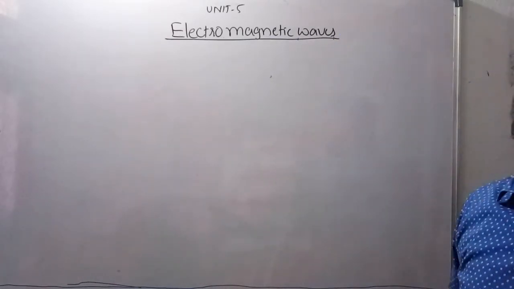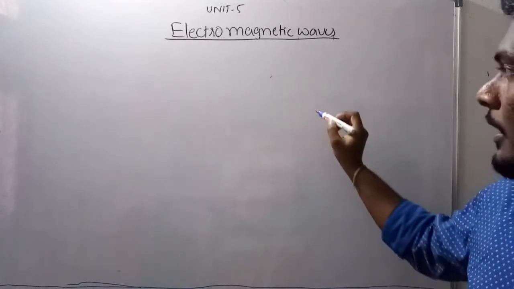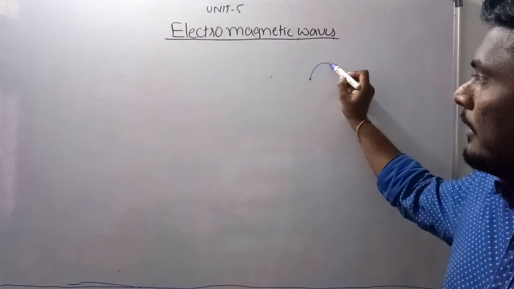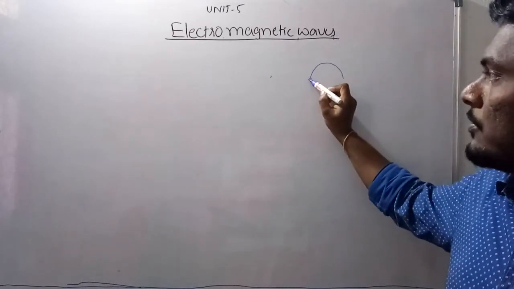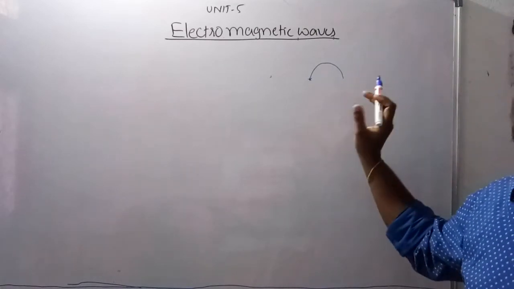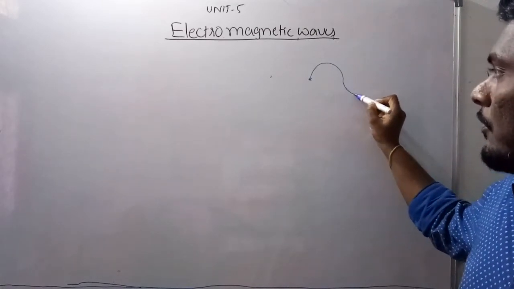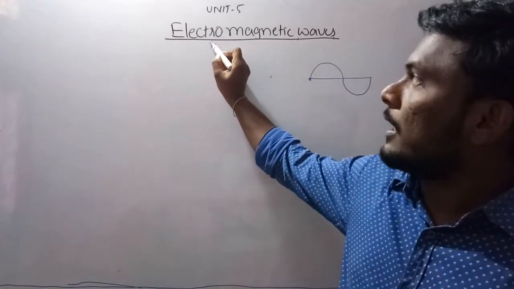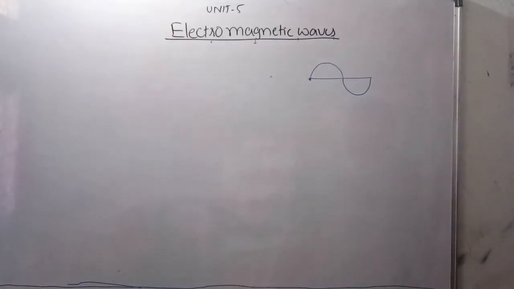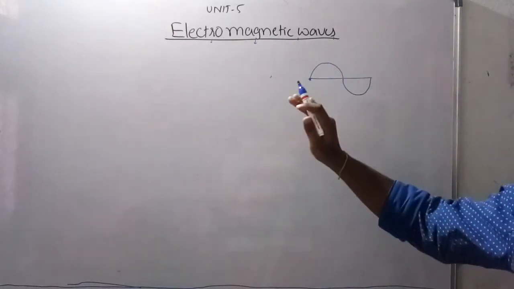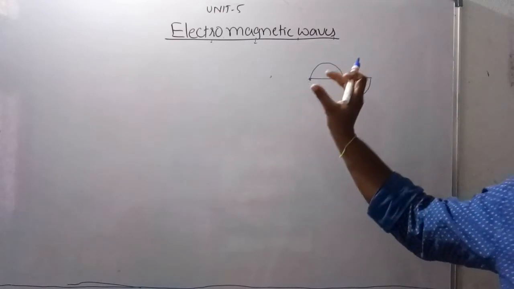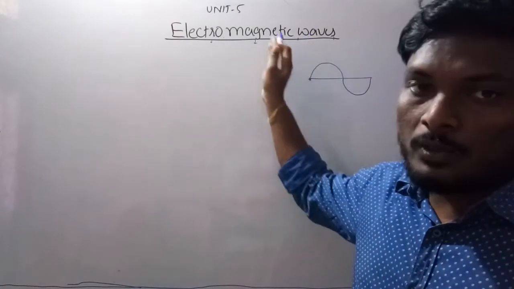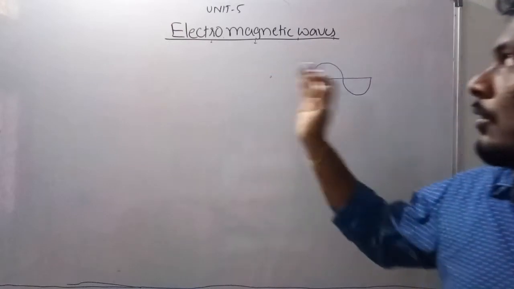Suppose there is a physical quantity that starts at one point and reproduces at another point after some time delay. Such a group of quantities is called waves. Now in this unit we are going to study electromagnetic waves. The name itself indicates that the combination of electric field wave and magnetic field wave together is called an electromagnetic wave.